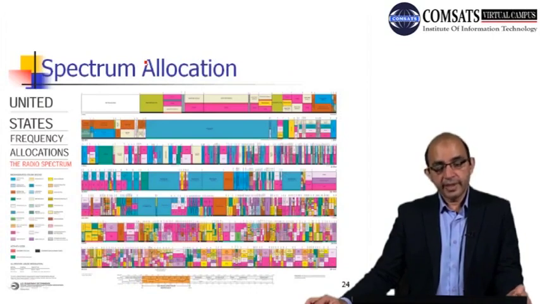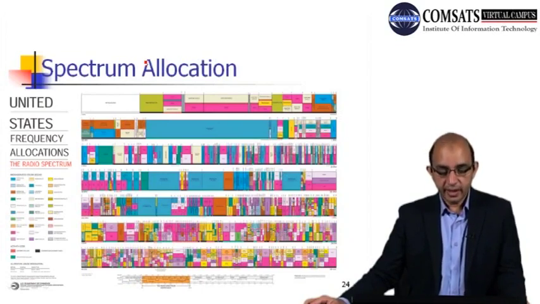The spectrum is a very precious resource, so its allocation is a very difficult job. You can see the complications involved in the frequency allocation, that is the spectrum allocation. It's a very precious resource if you use the spectrum effectively and efficiently. The countries which are doing that are making big money.